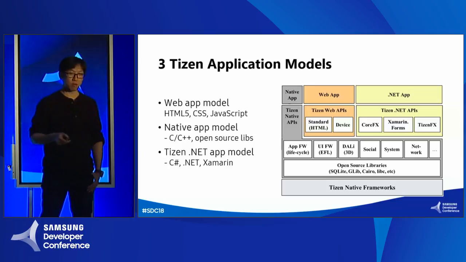So around 2014, we decided to add a native application model, which shows the best performance. It is very lightweight and launches really quickly. But one drawback of the native application model is that it's kind of hard to create applications with the native API. So at the beginning of 2016, we began the project called Tizen.NET. I will talk about that.